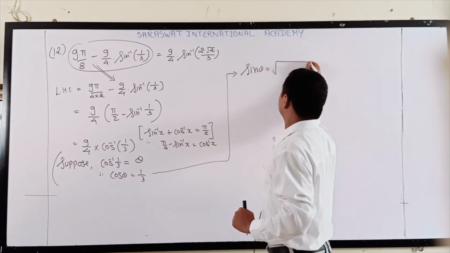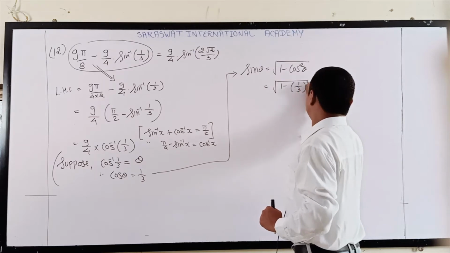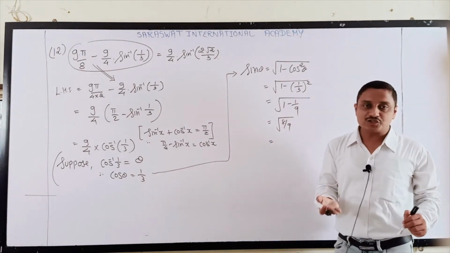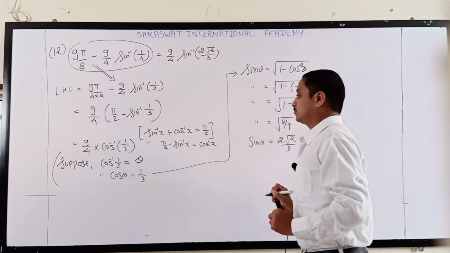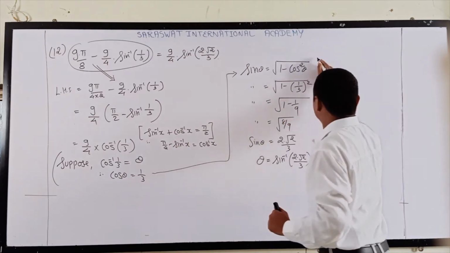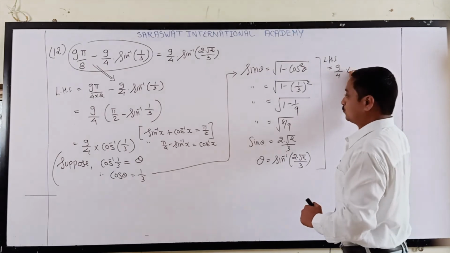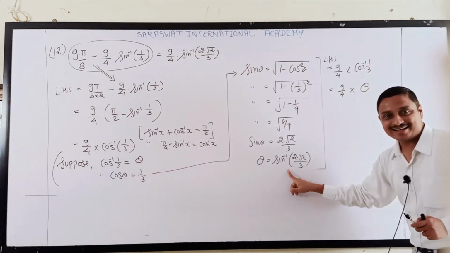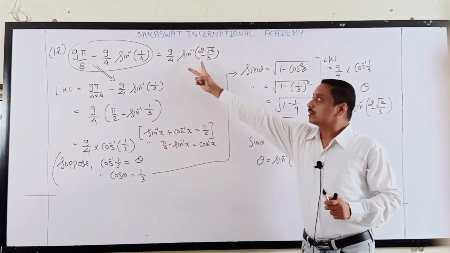I am pointing this 1/3 for the sine value. So sin theta is equal to root of 1 minus cos squared theta. Cos theta I know is 1/3, so squared it is 1/9. So it is 8/9. You know students, what is the root of 8/9? Yes, 2√2/3. So finally, what is theta? It is sin inverse 2√2/3. So our LHS, I just followed, 9/4 cos inverse 1/3. That value is theta. And what is my theta? Sin inverse 2√2/3, and that's your RHS.